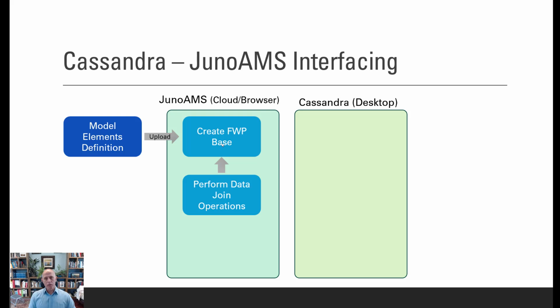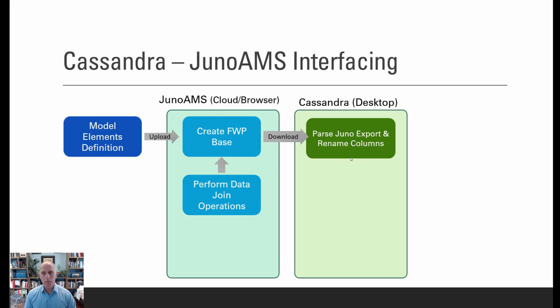So once you've got your ForwardWorks program prepared with all of the data joined in, you can download that information to the desktop, and Cassandra has tools to parse that ForwardWorks program and help you to rename columns so that you can prepare it for your Cassandra model.